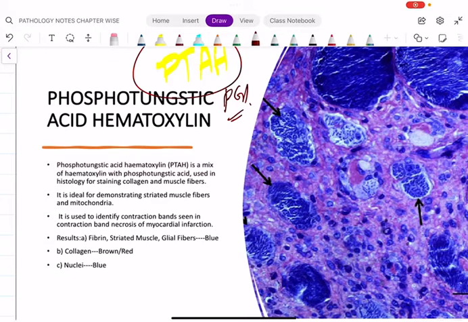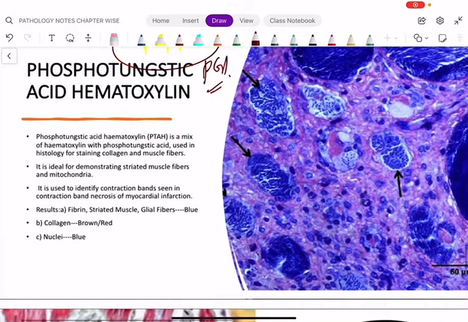We have a lot of mitochondrial pathologies like Leber's hereditary optic neuropathy. Yes, mitochondrial myopathies, all the mitochondrial disorders. You know, mitochondrial disorders are maternally inherited. So for all these mitochondrial disorders we will use PTAH because it will stain specifically the muscle as well as the striated muscle fibers.